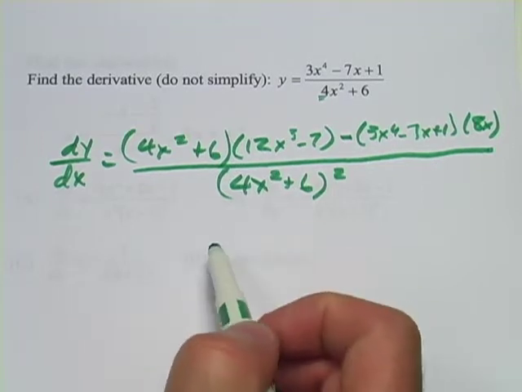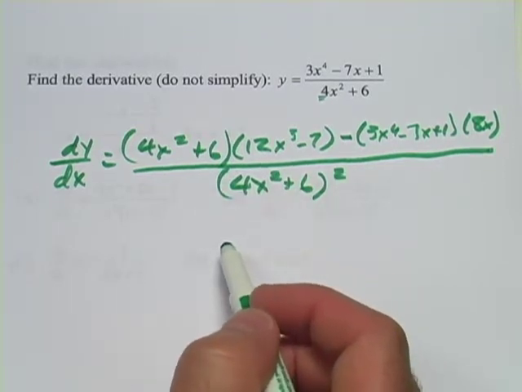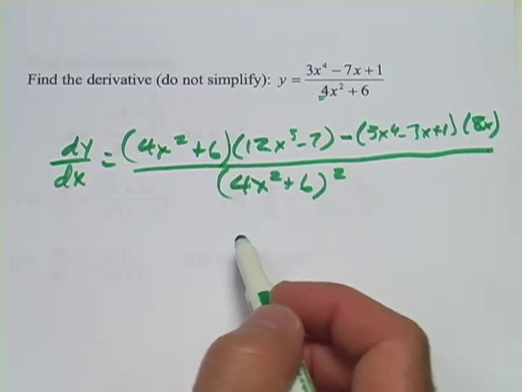And that is the quotient rule. It ends up looking pretty complex. Sometimes you can do some simplification. In this place, we're not going to worry about that. Let's look at one more.